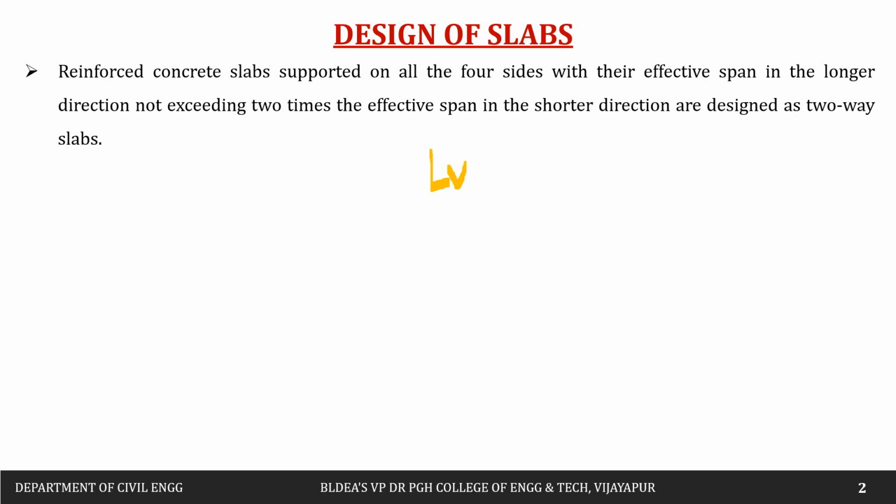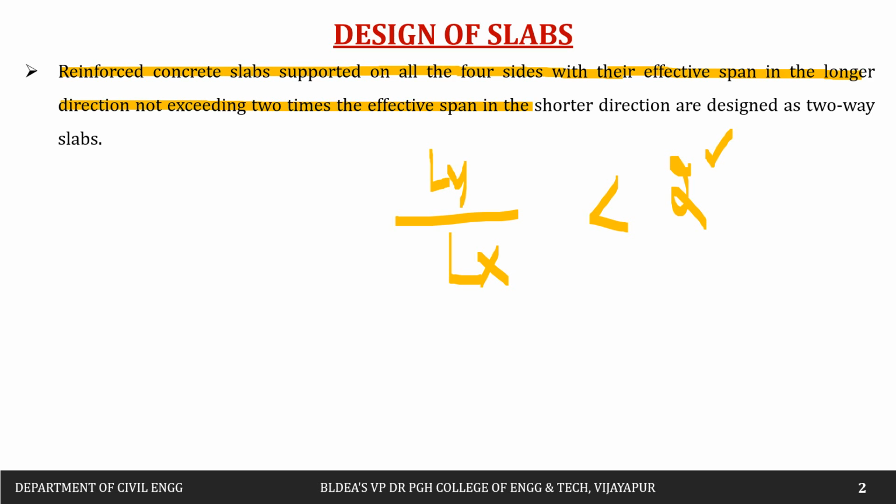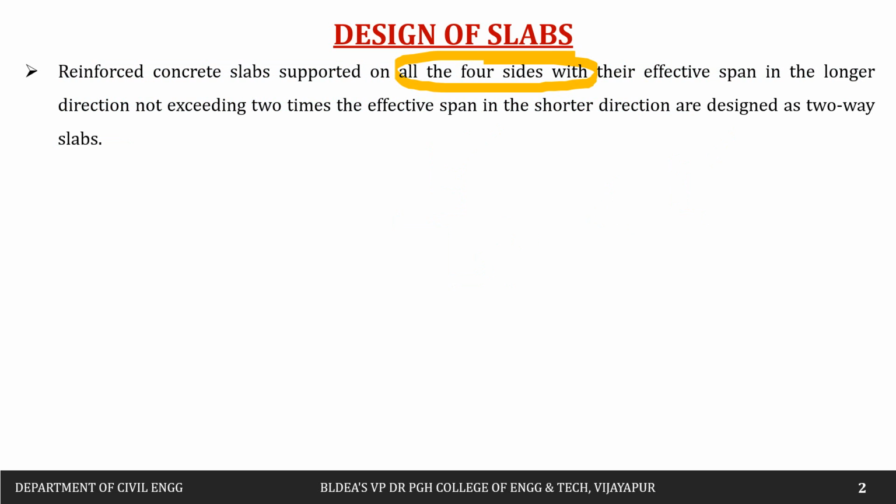If the Ly by Lx ratio is less than 2, then we can call this slab a two-way slab. Another thing is that the reinforced concrete slab is supported on all the four sides, with the effective span in the longer direction not exceeding 2 times the effective span in the shorter direction. So always, longer direction to shorter direction, that is Ly by Lx. If it is less than 2, we call this type of slab a two-way slab. It also has to be supported on all the four sides.